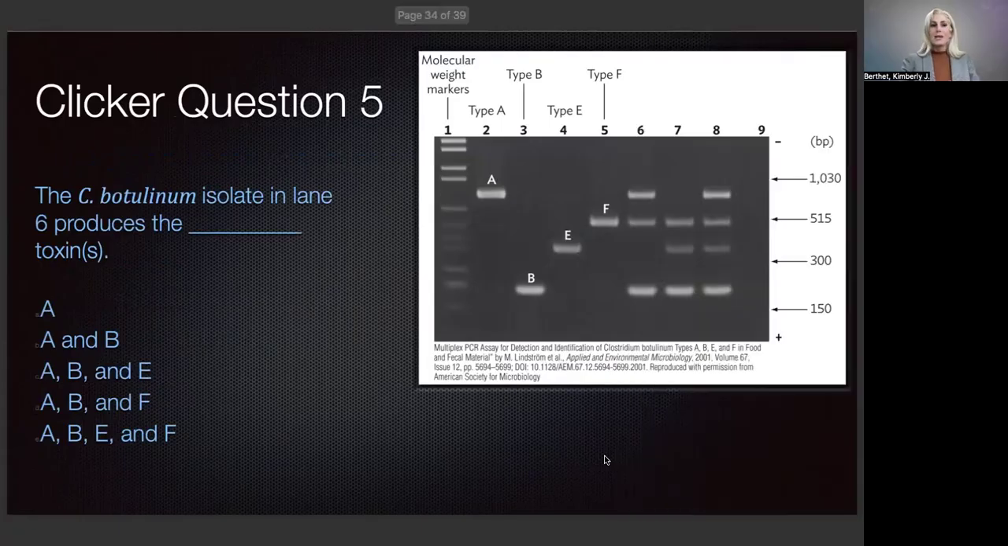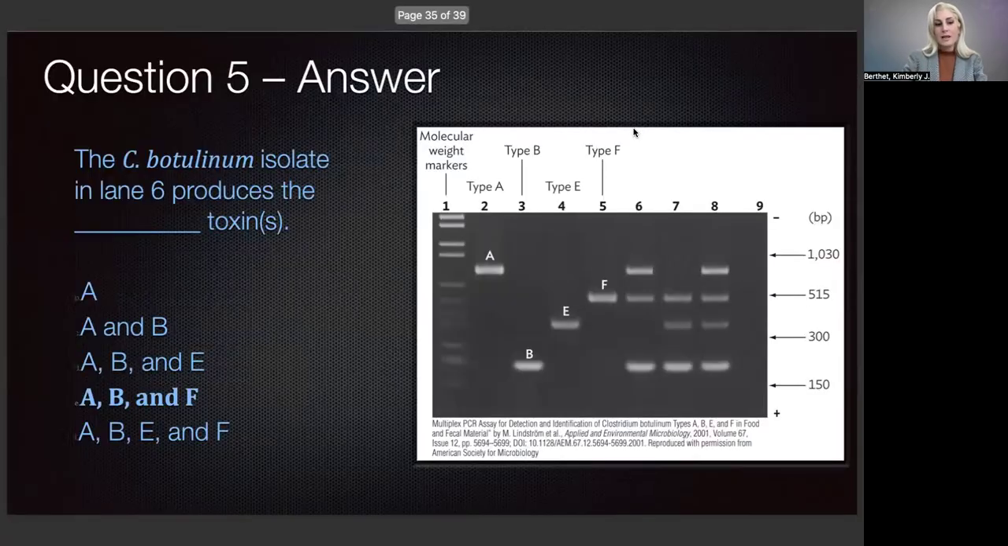Okay. Let's see, question number 5. The Clostridium botulinum isolate in lane 6 produces the blank toxin. Go ahead and pause and think about this one. We're looking at lane 6 here, so our sample's inserted here. And the correct answer is A, B, and F.